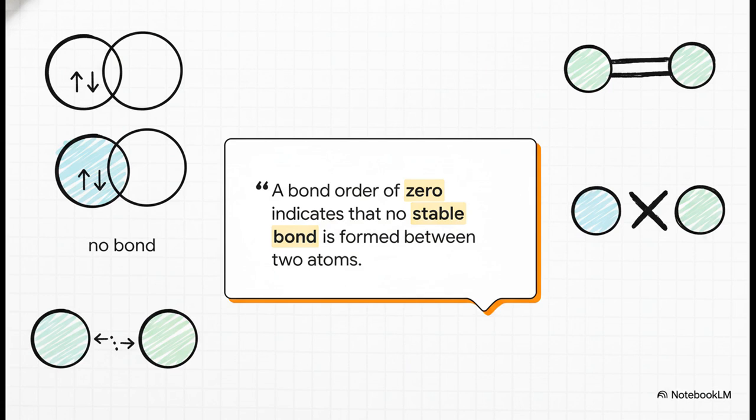Once the diagram is all filled in, we can calculate something called the bond order. The formula is super easy. It's just the number of electrons in those stable bonding orbitals minus the number of electrons in the unstable anti-bonding ones, all divided by 2. And this little number tells you everything. A bond order of 1 is a single bond. 2 is a double bond. And if you get a bond order of 0, that means no stable bond can form. The molecule just falls apart.